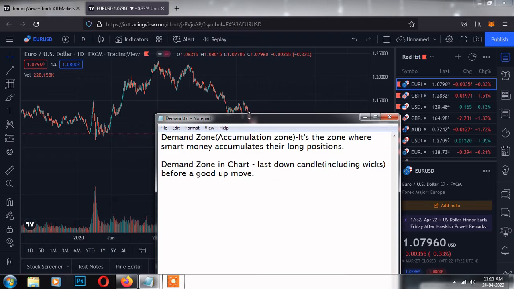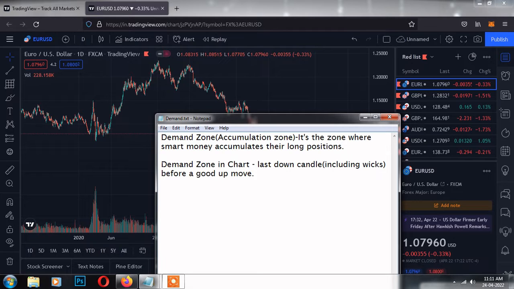So, a demand zone or the accumulation zone is a zone where the smart money, or the institutional players, or the banks accumulate their long positions. So it is where they will buy more of their long positions. It is the zone that they buy their long positions.